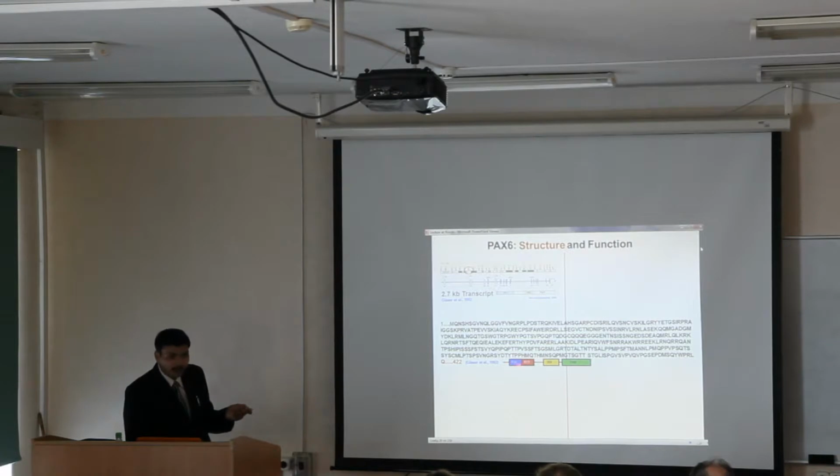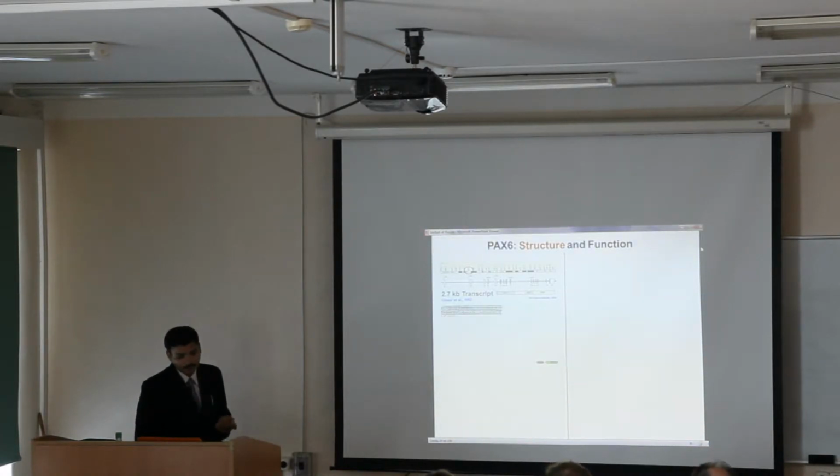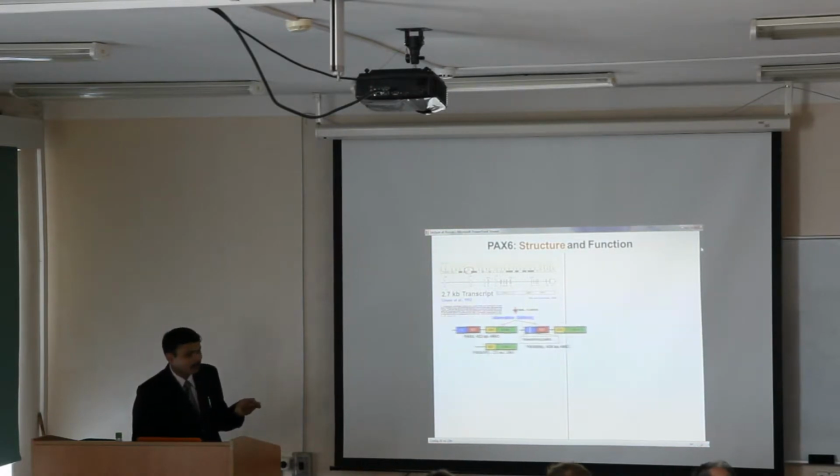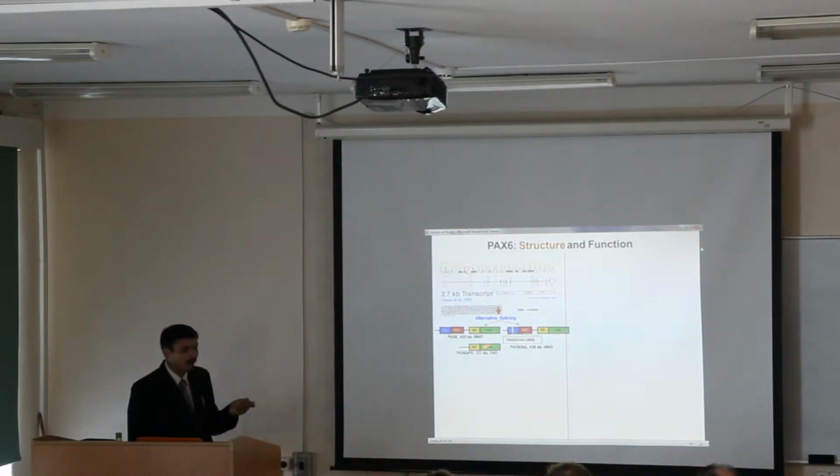It contains two DNA binding domains, the paired domain and the homeodomain, and the transactivation domain. Then the alternative splicing of this gene gives rise to the production of three PAX6 isoforms: PAX6, the 5a, and the paired-less. This protein has extra amino acids which are present in this, but this protein does not contain this paired domain, and that is why it is called paired-less.